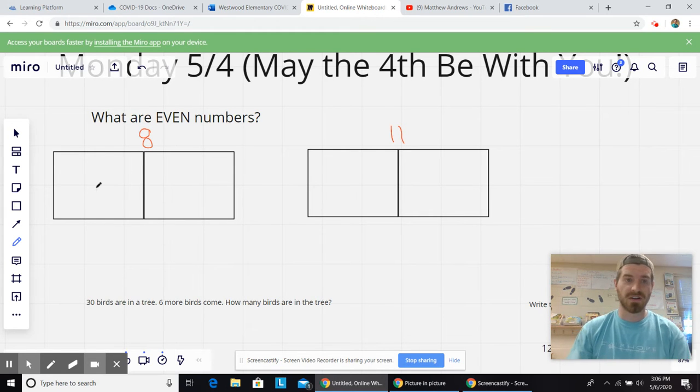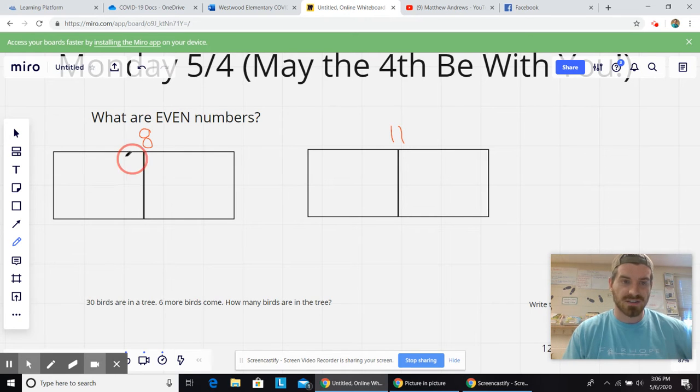It's an odd number. So for 8, the way I think about it is just, okay, if I have 8 kids, I'm going to send one over here and I'm going to send one over there. And I'm just going to keep doing that until I run out of kids. And if I look over here on this side and over here on this side and the number of kids are the same, then it is an even number.